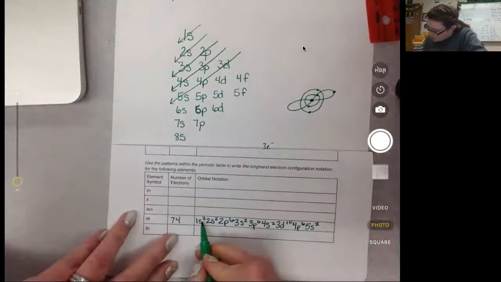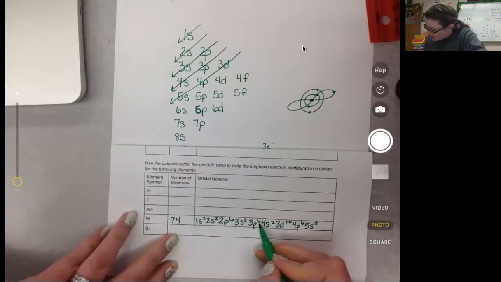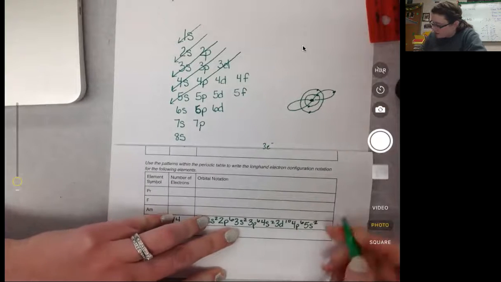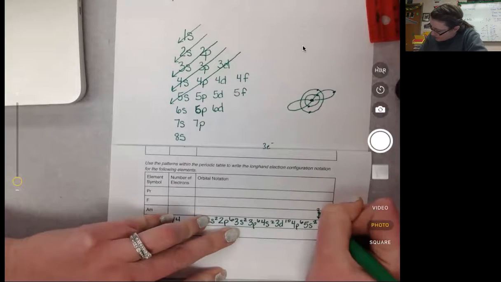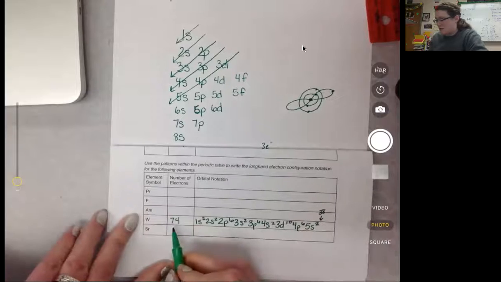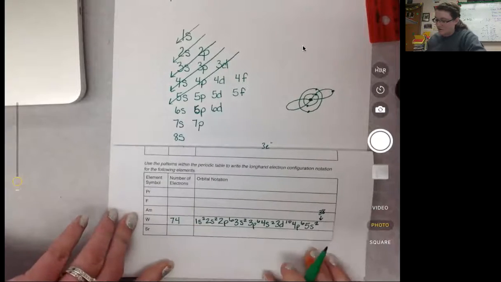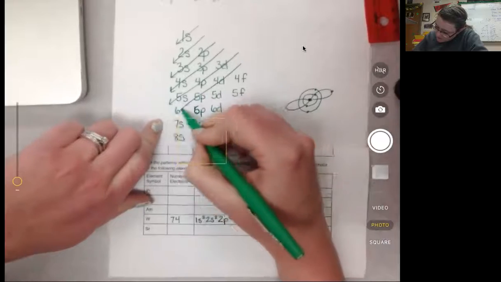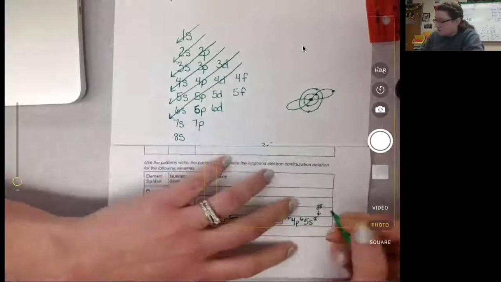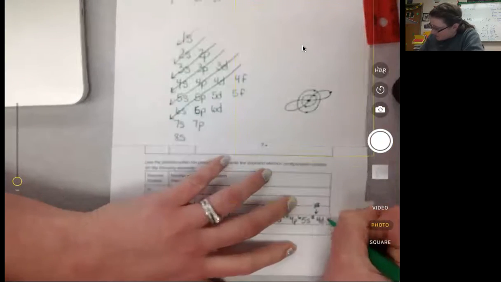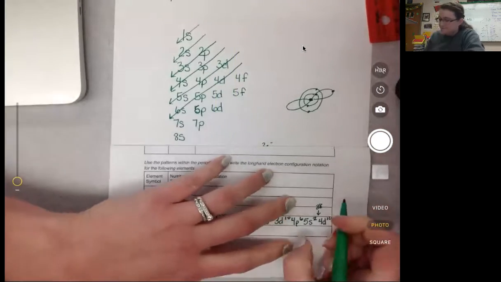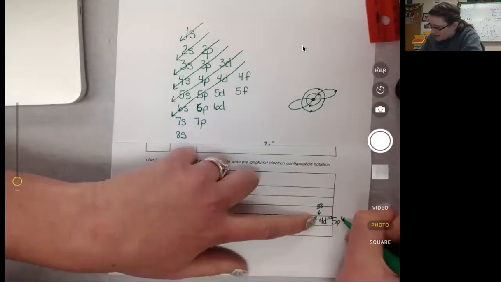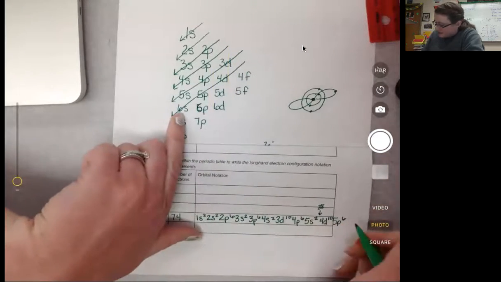So I'm at 2, 4, 10, 12, 18, 20, 30, 36, 38. So right there, I'm at 38. And so I have a ways to go because I got to get to 74. And so after 5s, I come up here and I'm going to fill 4d. So 4d is going to fill with 10. 5p with 6. 6s with 2.